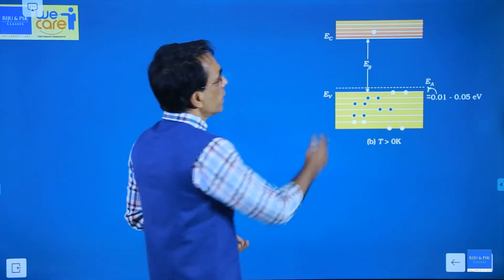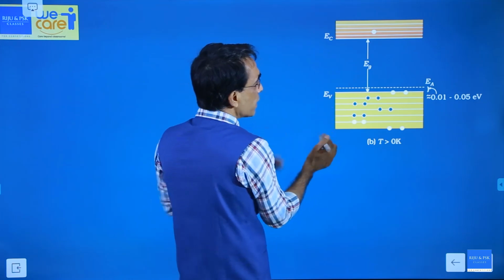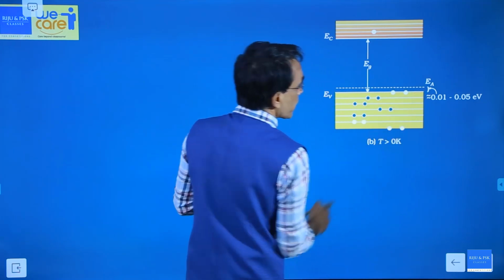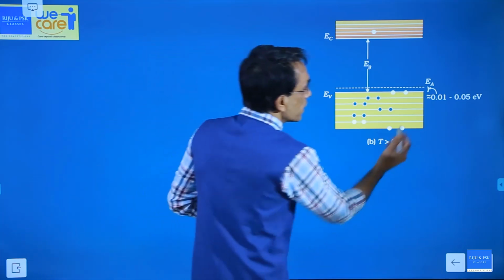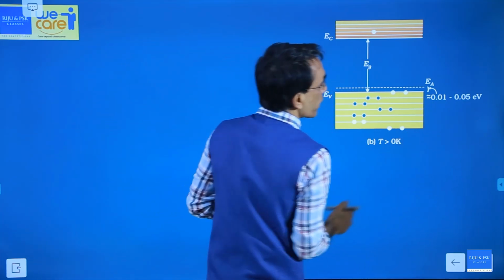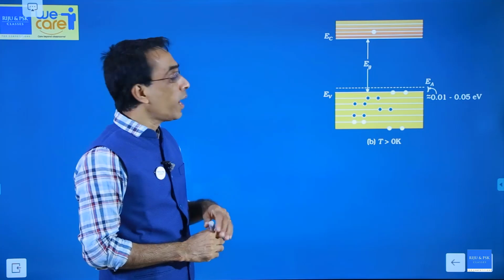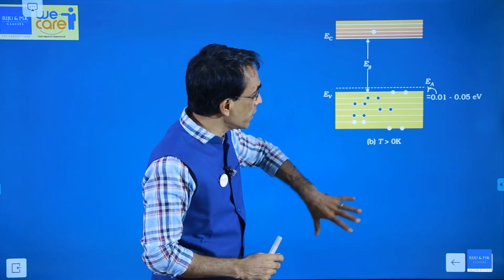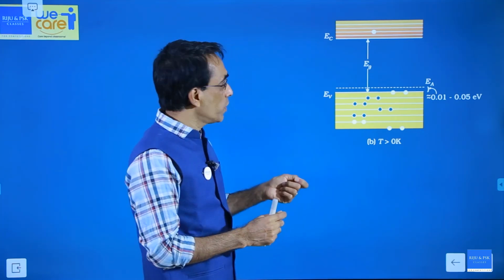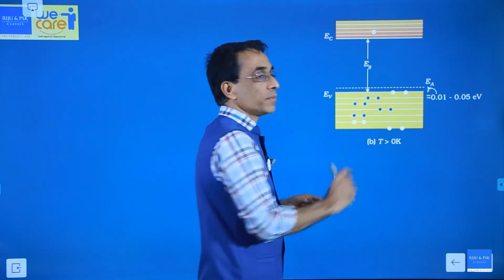Diagram wise, you have your conduction band, valence band, and see this dotted line represents the acceptor energy level. It's 0.01 to 0.05 electron volt, a very small difference. So at any time you can have holes in the valence band. That hole will easily create holes in the valence band.